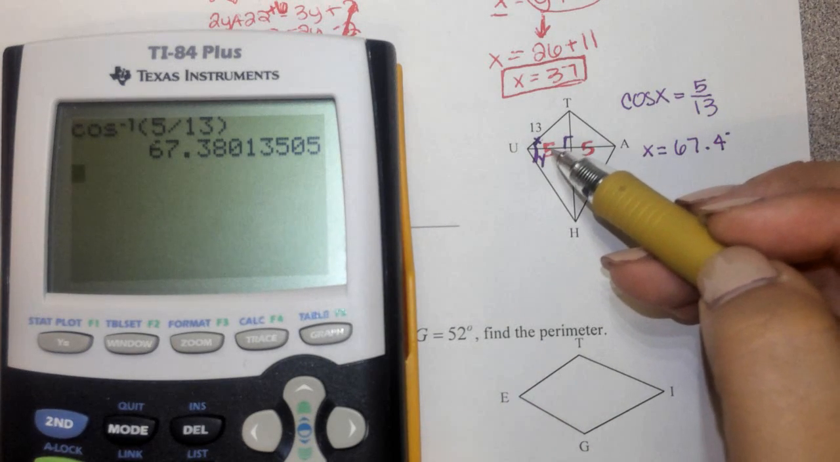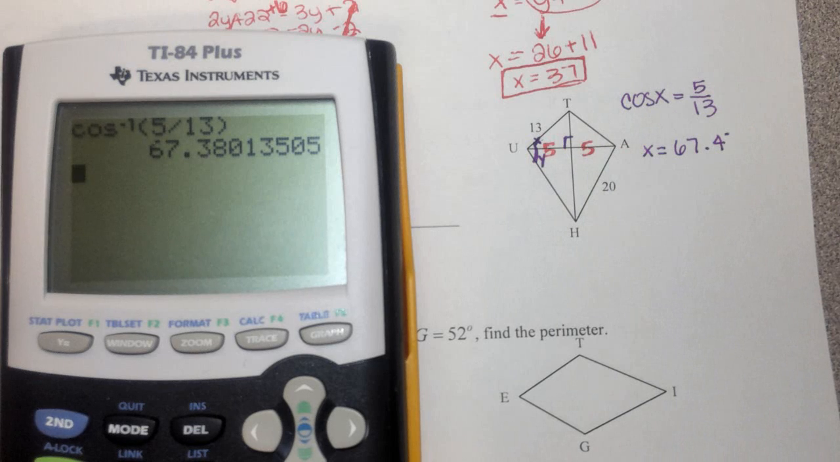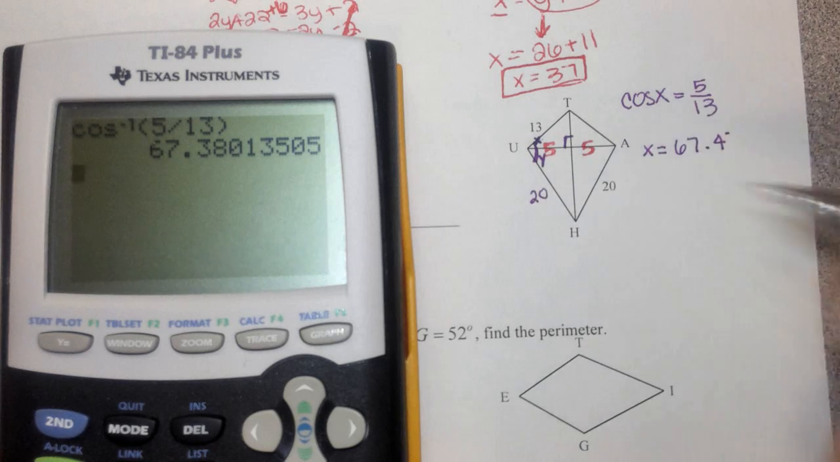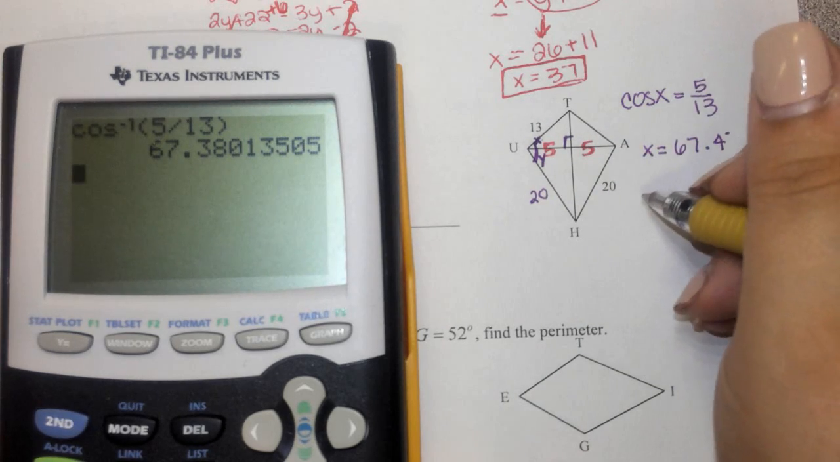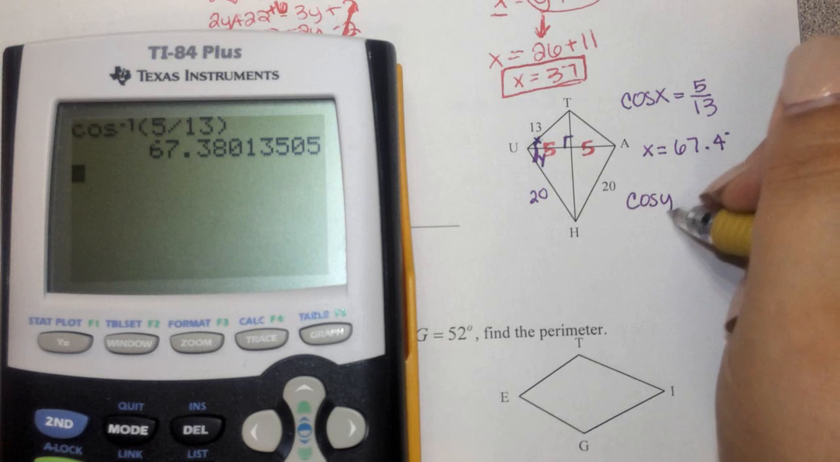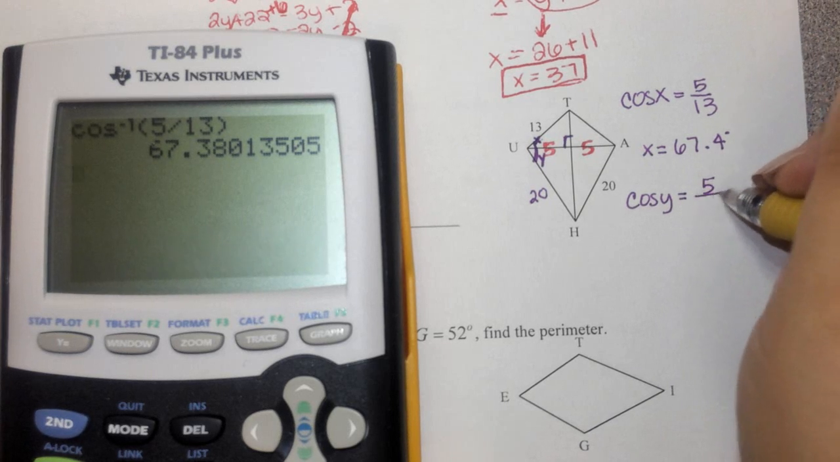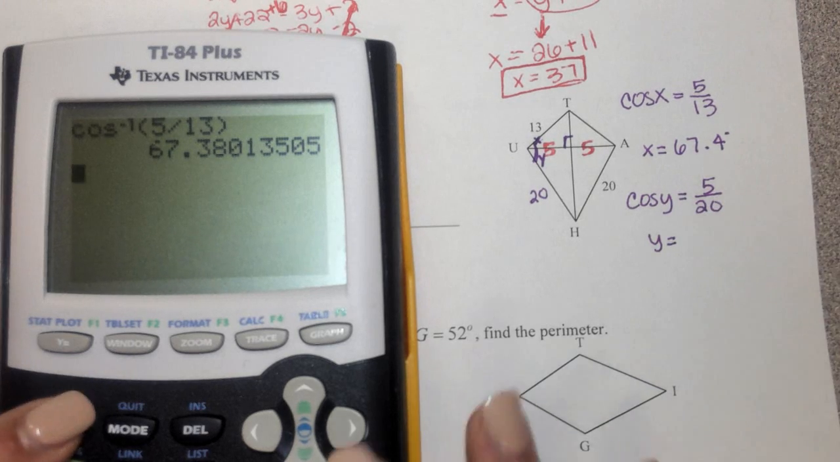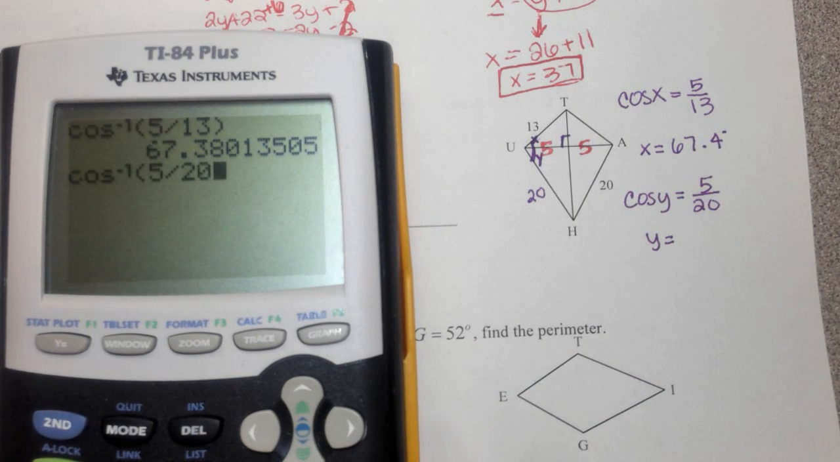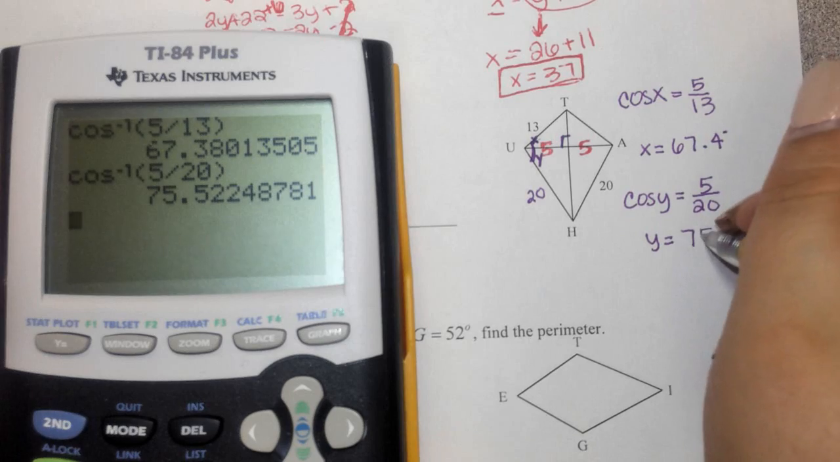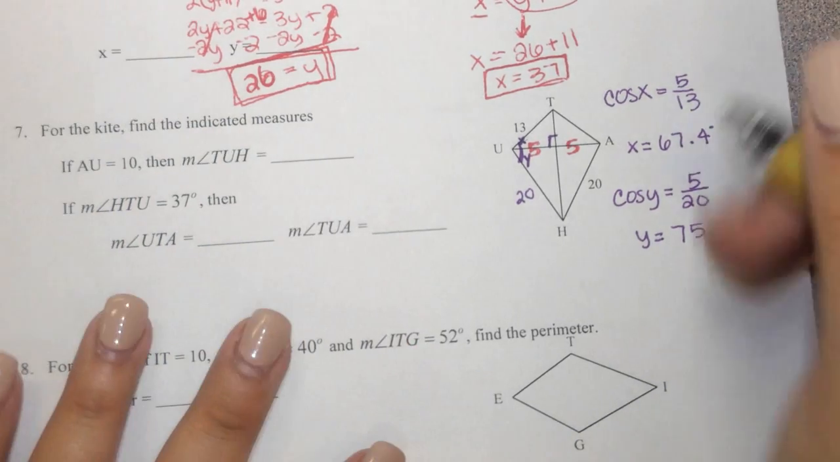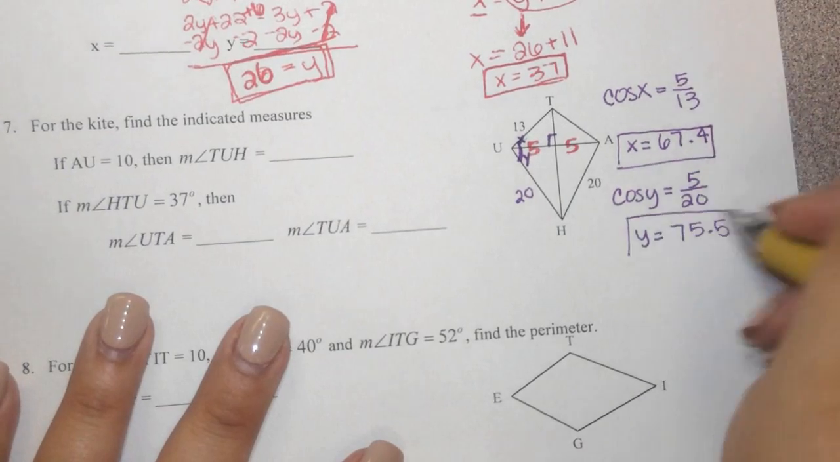Now for Y, I have adjacent. Do I have anything else? I know this side is 20, so what is this side going to be? 20. So I also have adjacent and hypotenuse. So the cosine of y is going to be adjacent over hypotenuse. So y is going to give me 75.5.